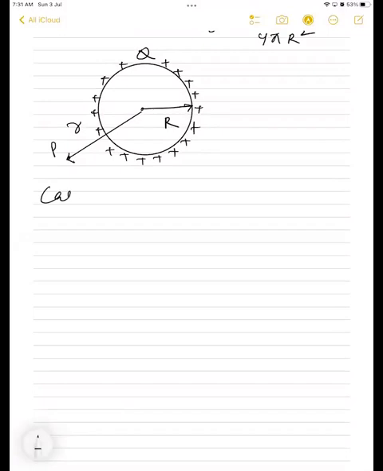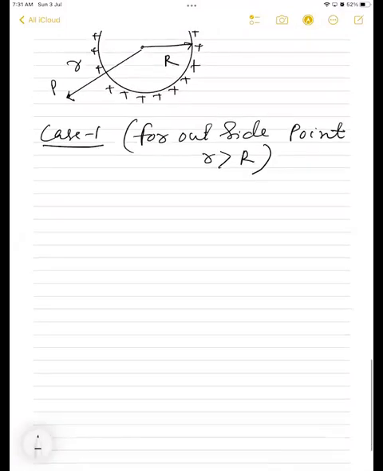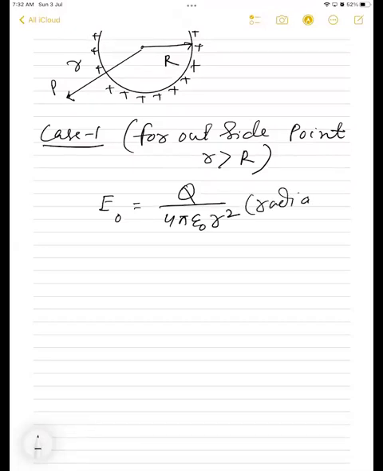Case 1: for an outside point, where r is greater than R. The electric field is E = kQ/r², that is Q by 4 pi epsilon naught r square. The direction is radially outwards.